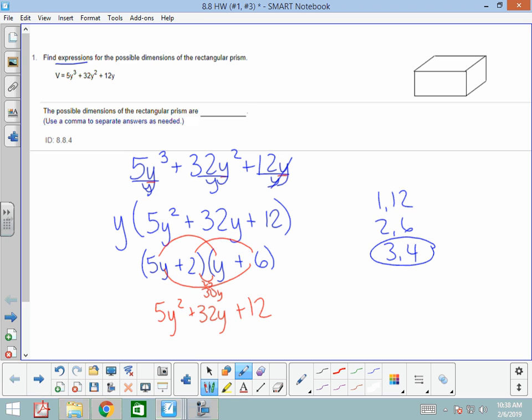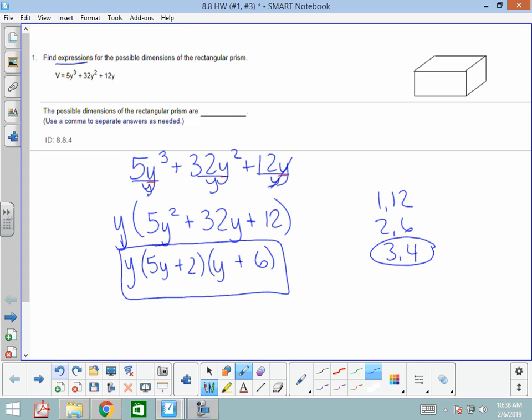So it did check. Again, you can use your mental math on the FOIL, on the check, and then bring down the greatest common factor. So that's y. So these are our factors of that particular expression, 5y cubed plus 32y squared plus 12y.